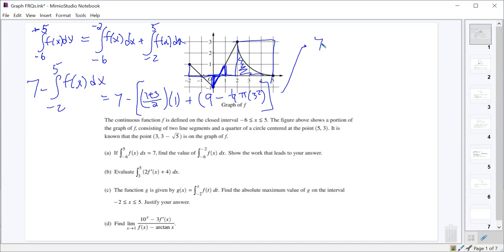So that gives us 7 minus, this is 4 over 2 is 2 times the 1 is 2, so 7 minus 2. And then we've got here a 9 minus whatever this value there is, so minus 9, and what is that? Plus 9 pi over 4. We distribute the minus sign through. And so we should end up with a final answer of what? -4 plus 9 pi over 4. Perfect. Everyone good with that?